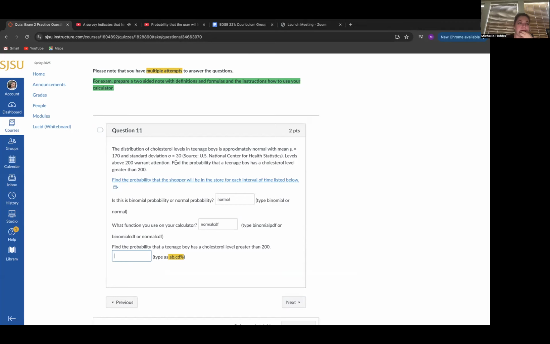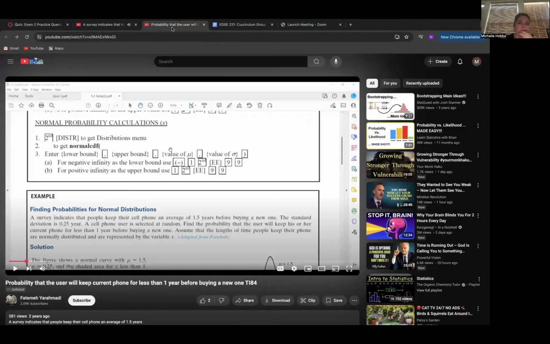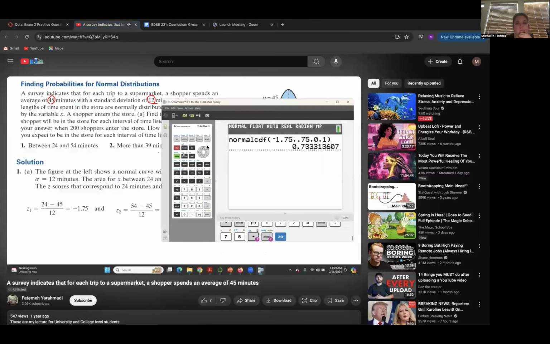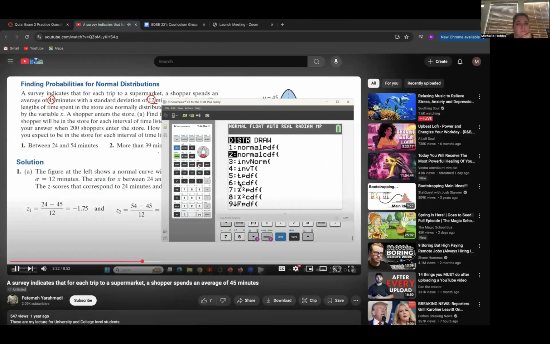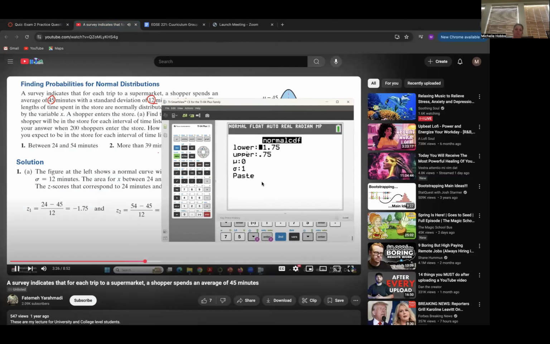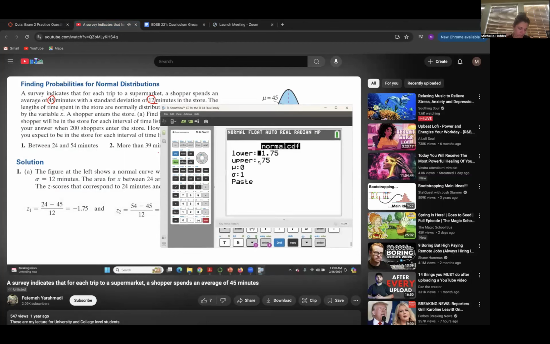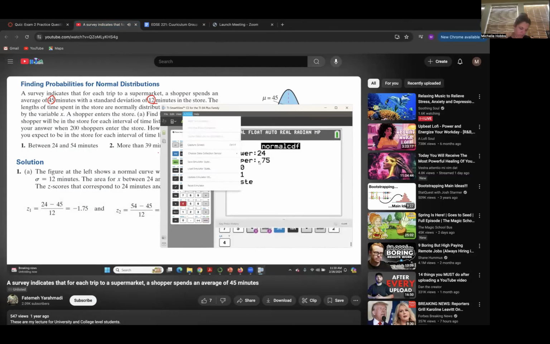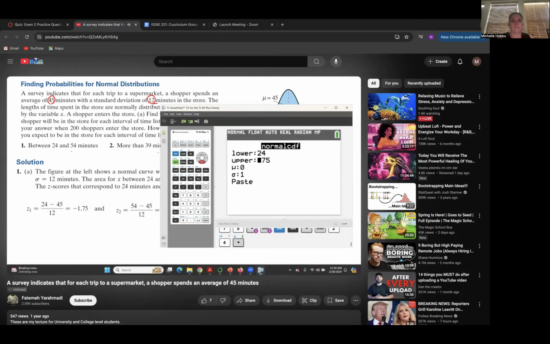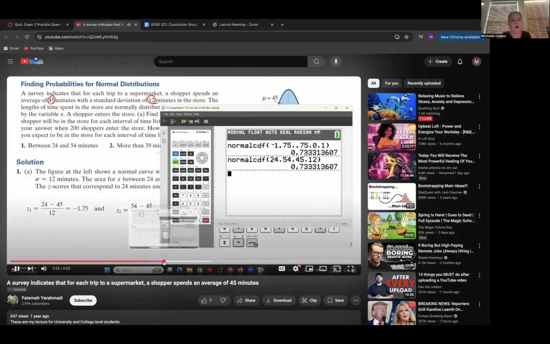73.33%. However, if you decide to use x, it doesn't matter. You get the exact same probability. Second, vars, go to normal CDF. The lower bound is going to be your minimum x value, which is 24. So type 24, and the upper bound is 54, the maximum.